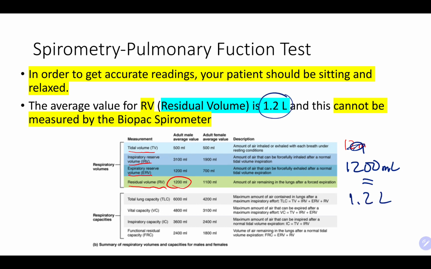So that residual volume is going to be the amount of air that's remaining in the lung after a forced expiration. This is the amount of air in the lung that you simply can't push out, right? And so we can't measure the residual volume using a BioPAC spirometer. So remember, you can't measure that. But again, that residual volume should be 1.2 liters, or 1200 mLs of air.